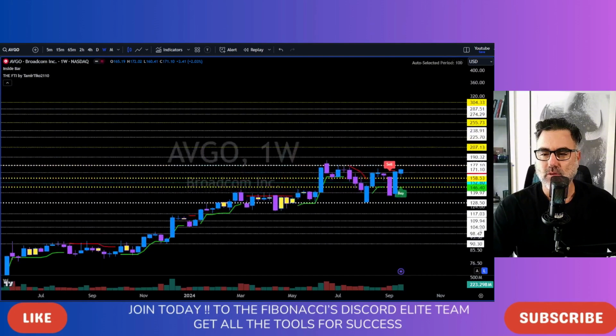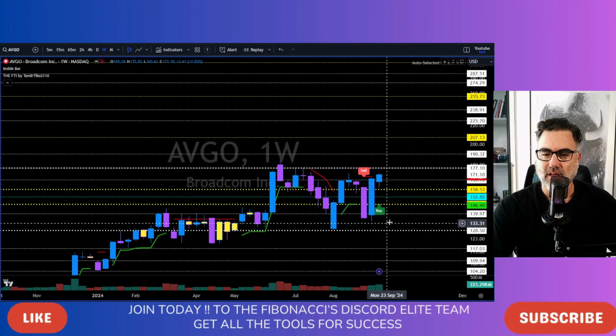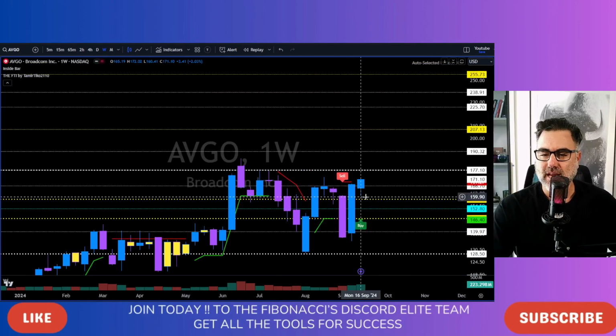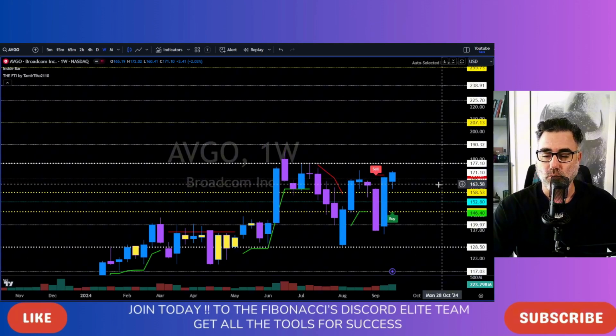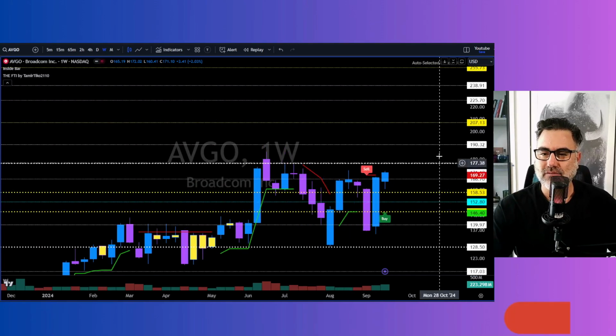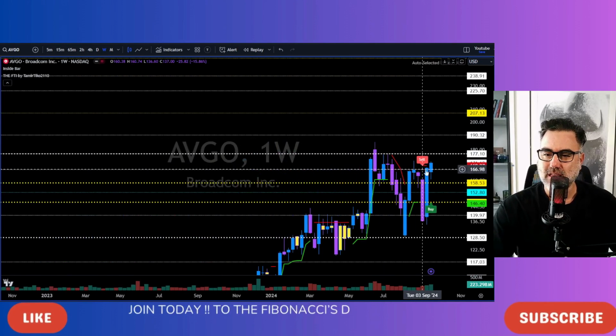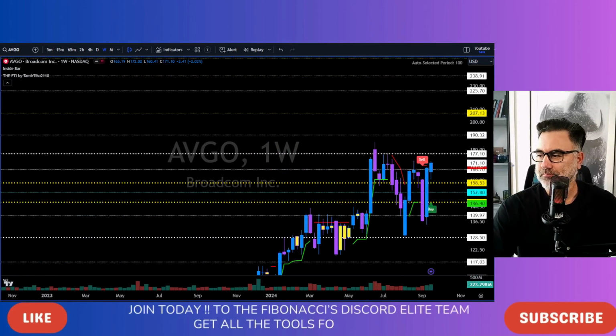AVGO ended up the week with 2% to the upside. We got ourselves buy signal from the FTI. Now the 158 area and the AVGO needs to hold the support. Long continuation, and we will see 177 and 190 to the upside.